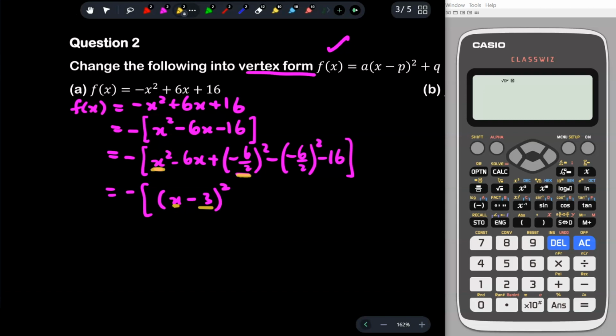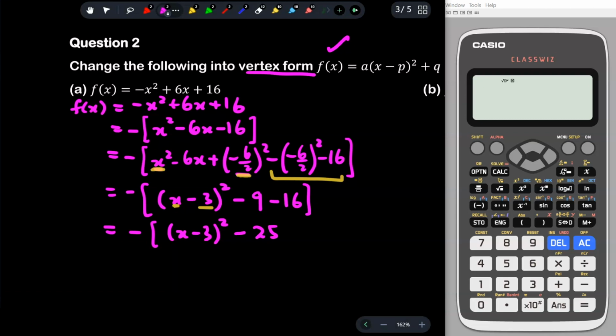Okay, then after that, we're going to solve this one. You can use the calculator or you can do it manually. So minus, so negative 6 over 2 is negative 3. So negative 3 square is 9. So 9 minus 16. Okay, so equals to negative, x minus 3 whole square, so negative 9 minus 16 is negative 25. Then we close bracket.